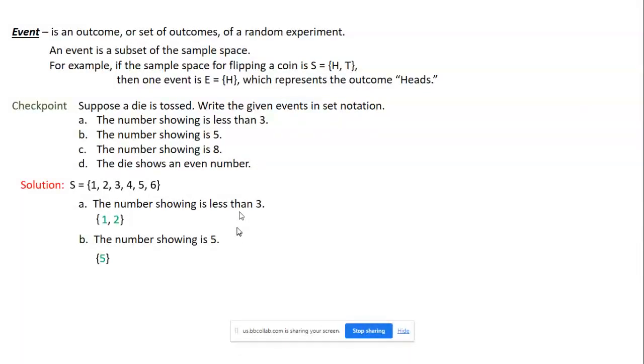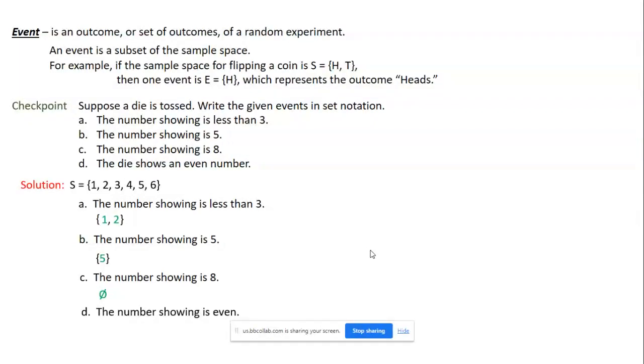The number showing is 8. Well, the die has only numbers 1 through 6, so this is not possible. I will never get an 8. So this is what's called the null symbol. It's like a little zero with a slanted slash through it. This is null, meaning that we're never going to get an 8 because a die does not have an 8 to include. It wasn't part of my sample space, right?